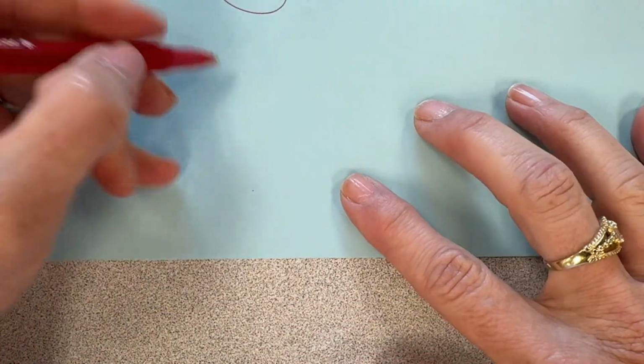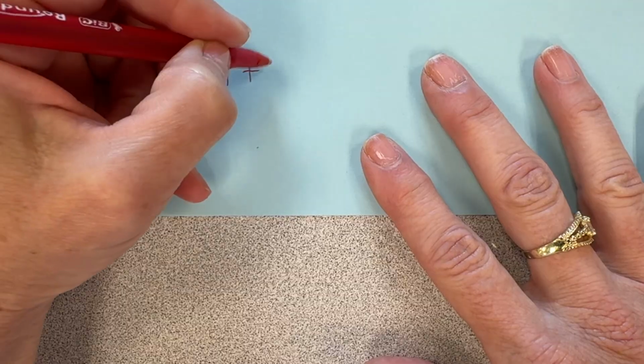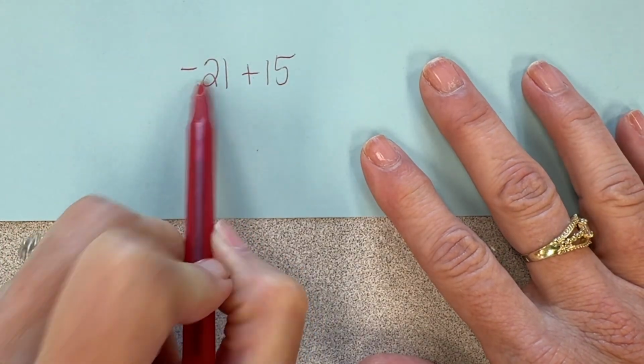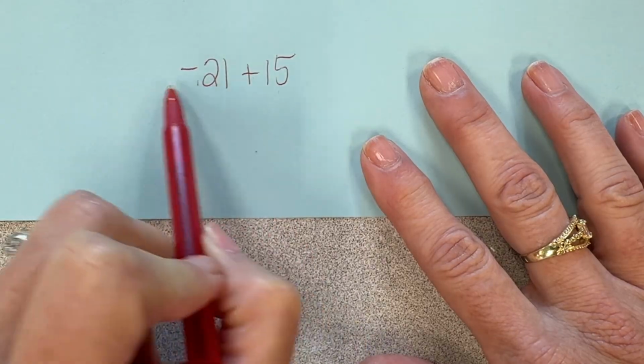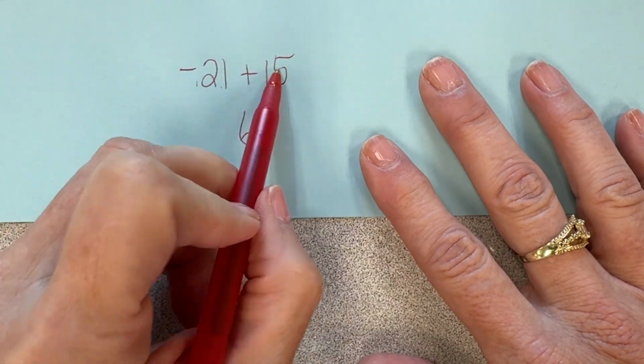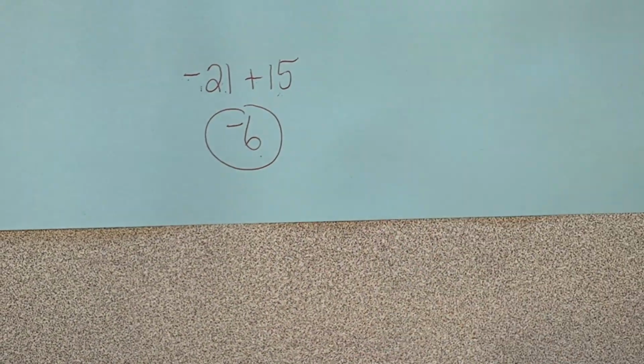Let's try one more. Let's say I was doing negative 21 plus 15. Negative, positive. So subtract 21 minus 15, that's 6. Which one's bigger? 21, negative 6. So hopefully that helps you.